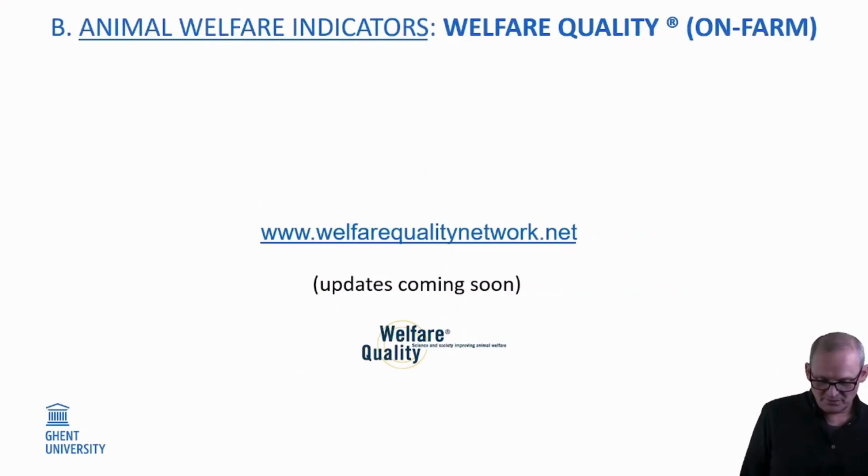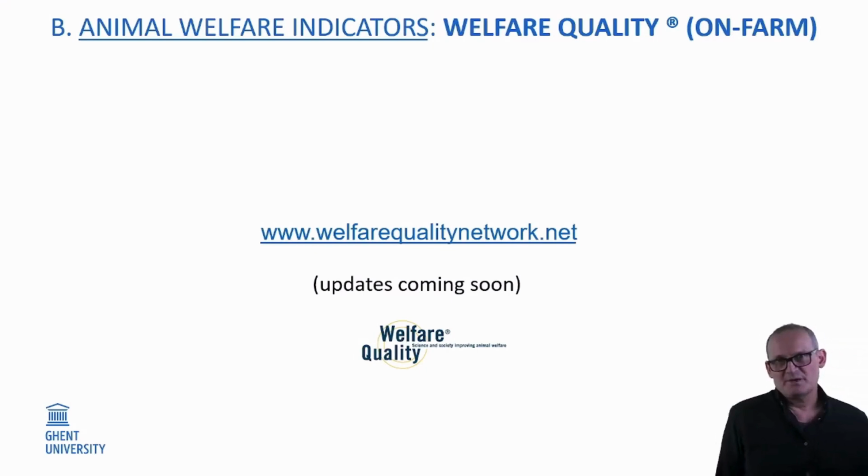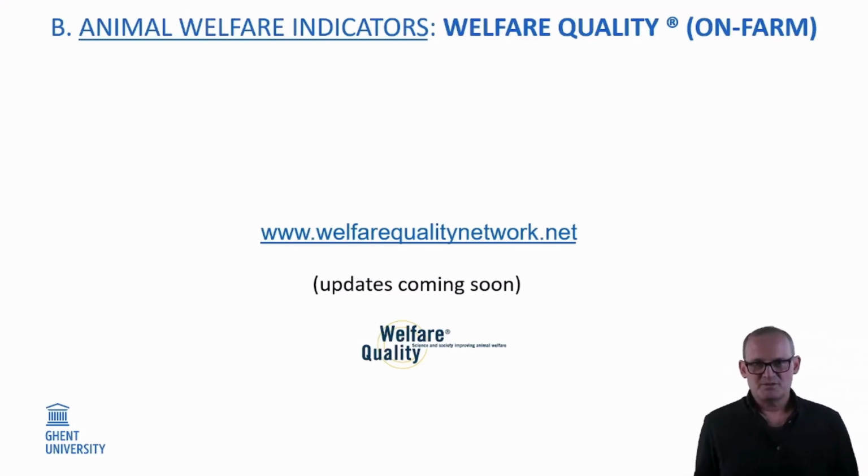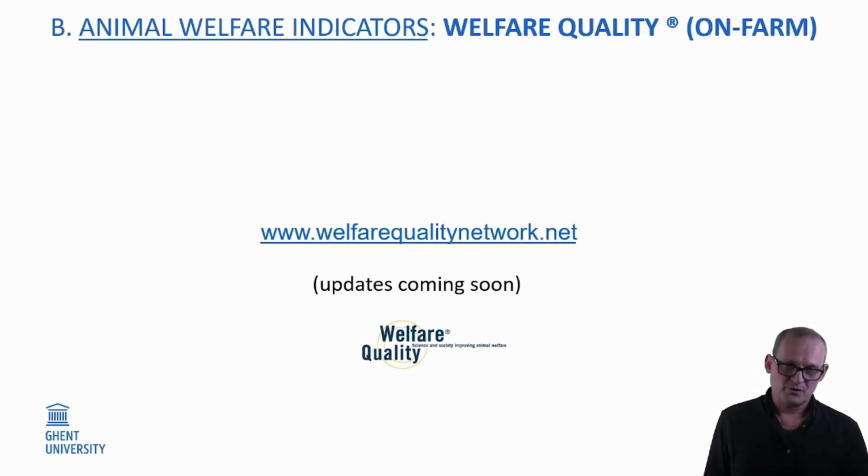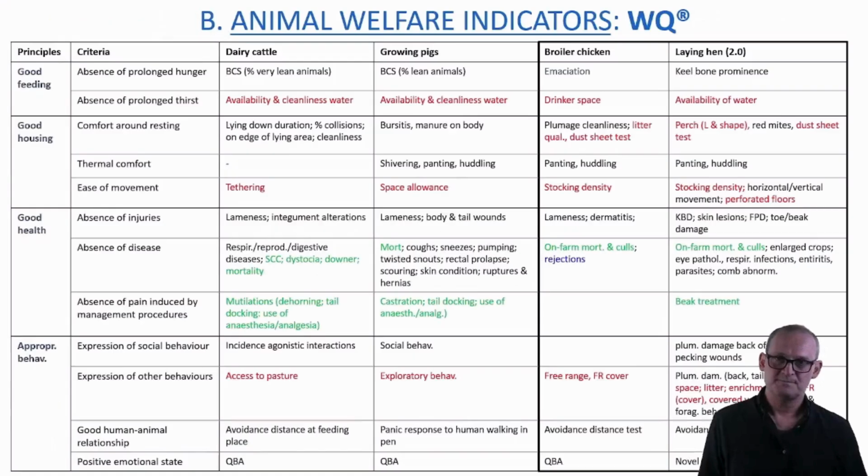So let's have a look at the welfare indicators that are used by the Welfare Quality project. I focus also a lot on Welfare Quality because it's still one of the most elaborate and most renowned protocols for farm animal welfare assessment. If you want to find out more about the protocols and how they do welfare assessments using the Welfare Quality methodology, there's a link to the website where you can find a lot more information.